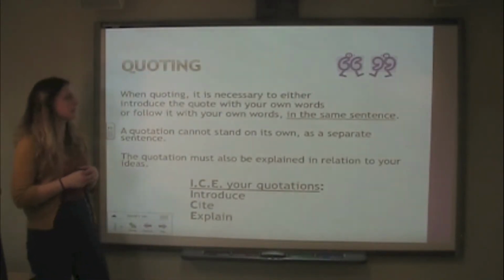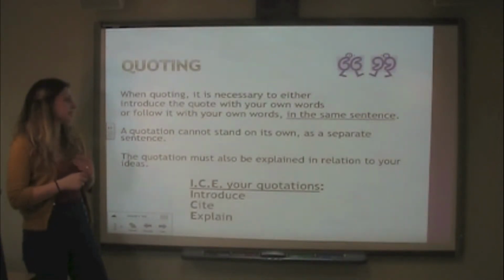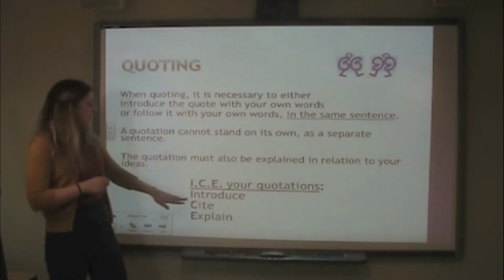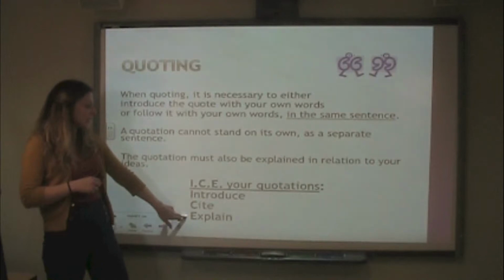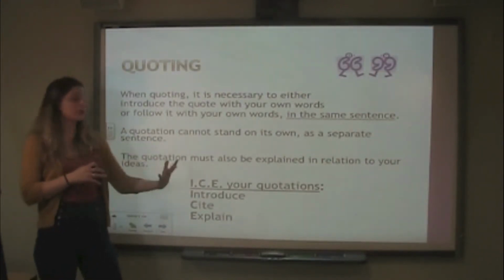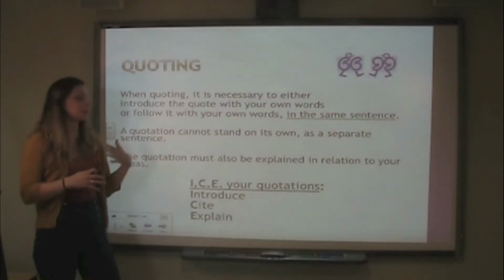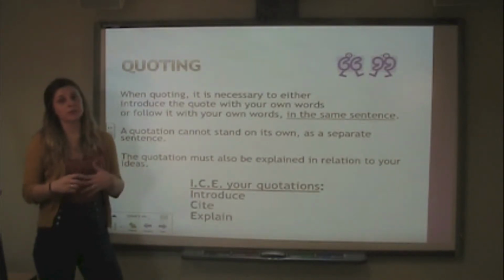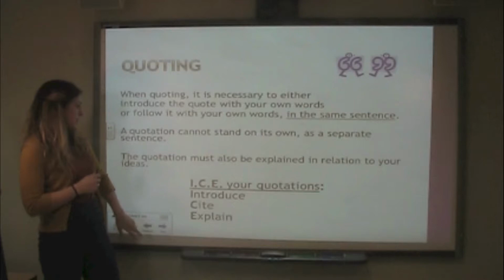When quoting, it is necessary to either introduce the quote with your own words or follow with your own words in the same sentence. A quotation cannot stand on its own as a separate sentence. So we call this icing: introduce, cite, and explain. You have to introduce your quote, this author says this, set the quote up, cite your quote, and explain how it's relevant to your argument to make your paper stronger.